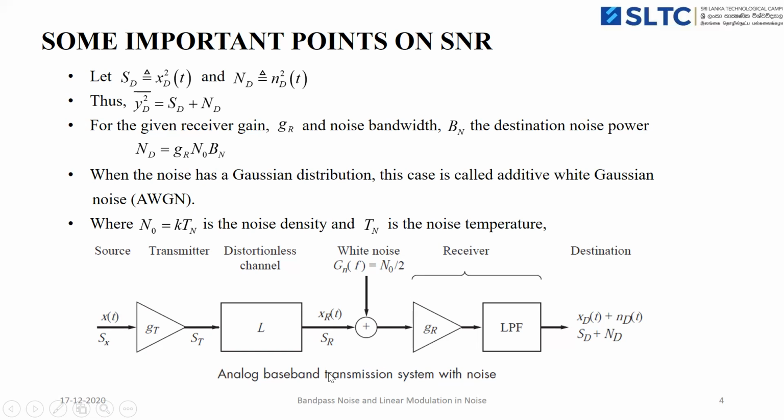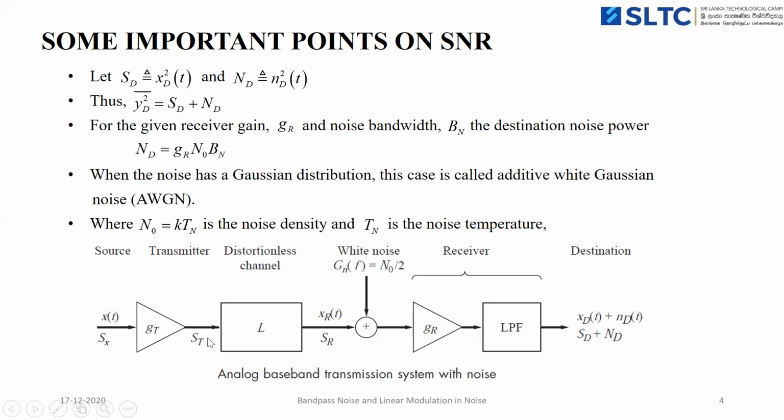This block diagram shows the complete analog baseband transmission system in the presence of noise. We can see the input signal is given to the transmitter. The power of the input signal is measured as SX, where SX indicates the signal power. Then the transmitter gain is denoted by GT. The output of the transmitter power is measured as ST, the transmit signal power.